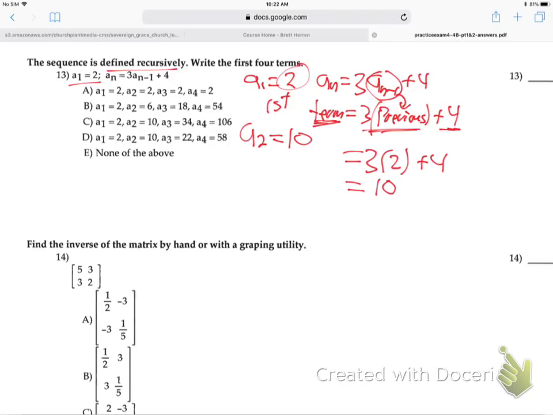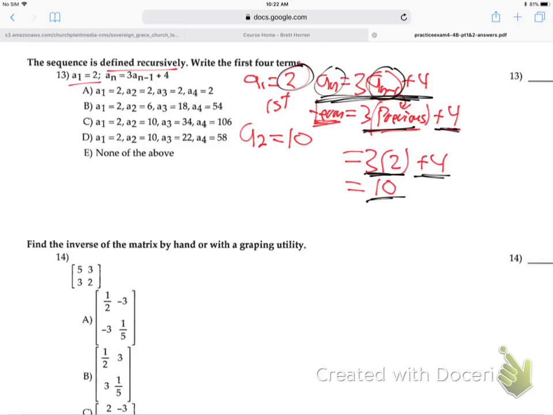Any term, right? Can y'all read this statement? It's all about being able to read that statement. Any term, the nth term, is n minus 1, meaning 1 back, right? 3 times the previous term, add 4. That's what that's saying. So if you have 2, the next term is 3 times that term, add 4, get 10.